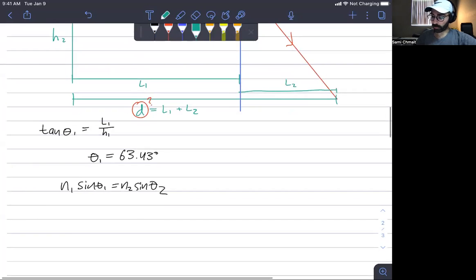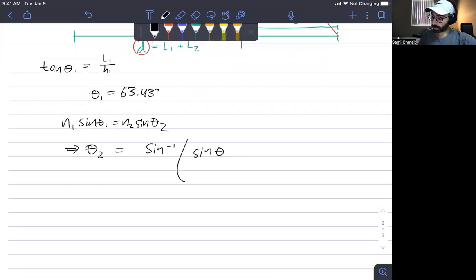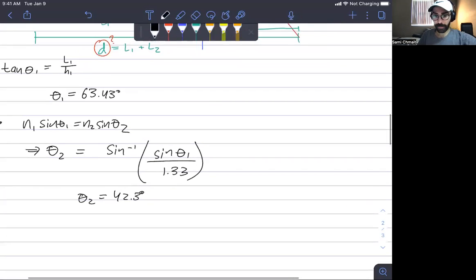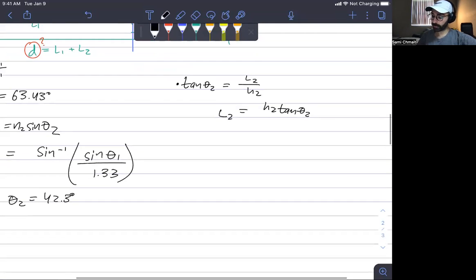Yeah, 1.33. So we need to get theta 2 isolated onto one side, which is going to be equal to sine inverse of sine theta 1 over 1.33. Theta 2 equals 42.3 degrees. And then we can solve for L2 using tan theta 2, which is equal to L2 over H2. Therefore, L2 is going to be equal to H2 tan theta 2.